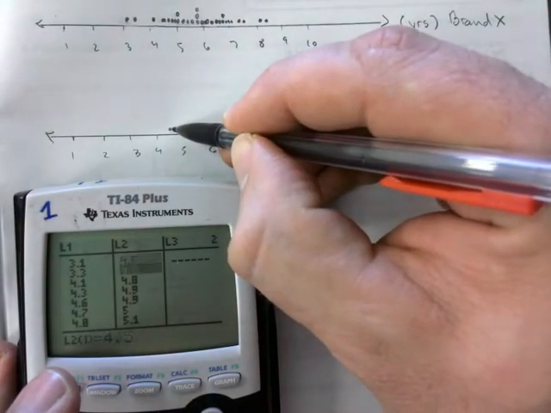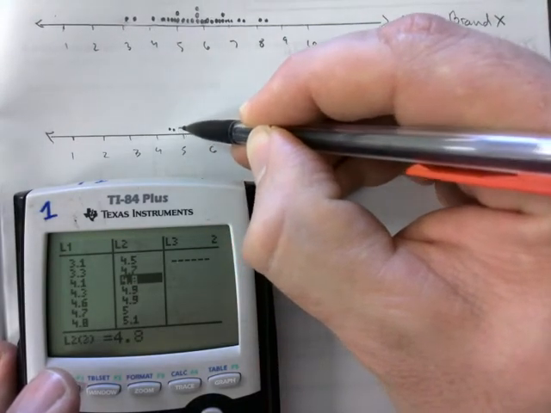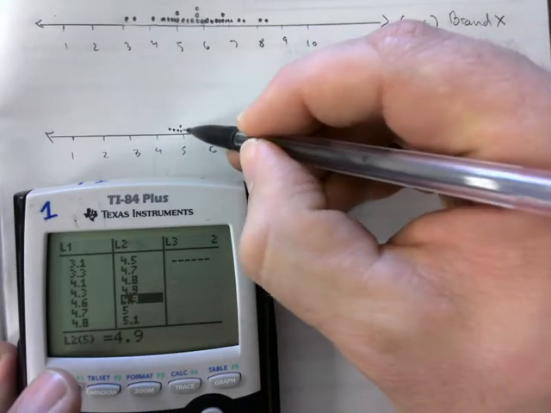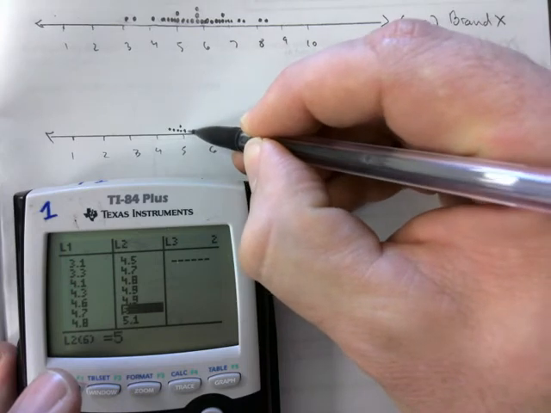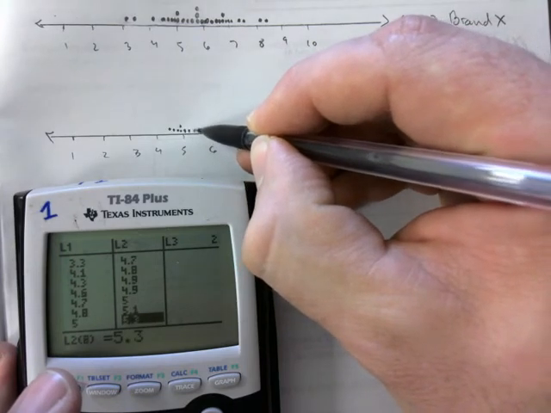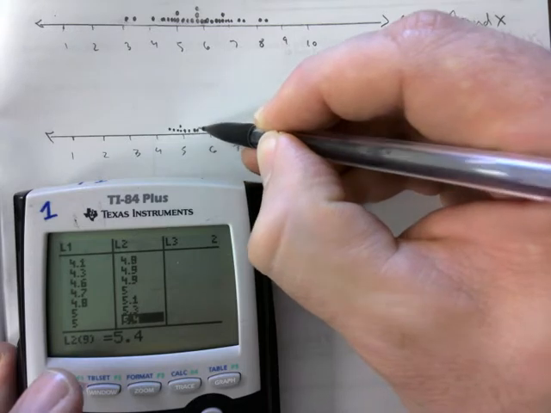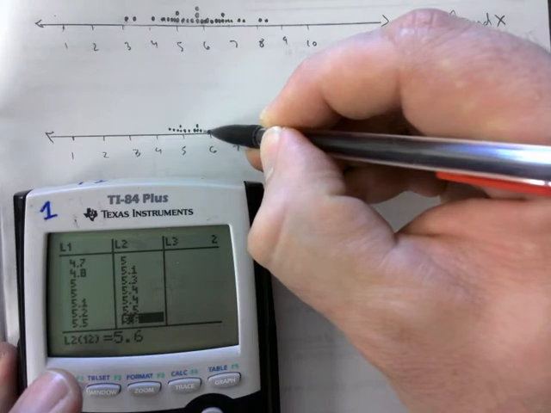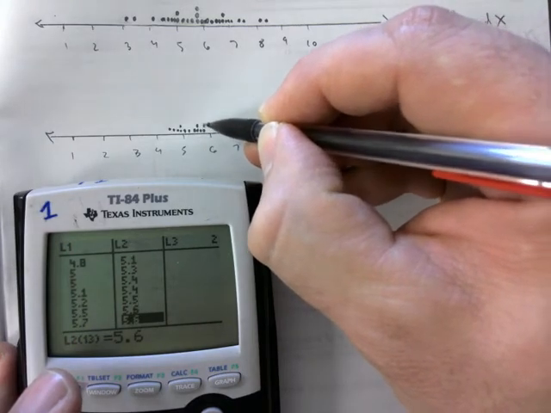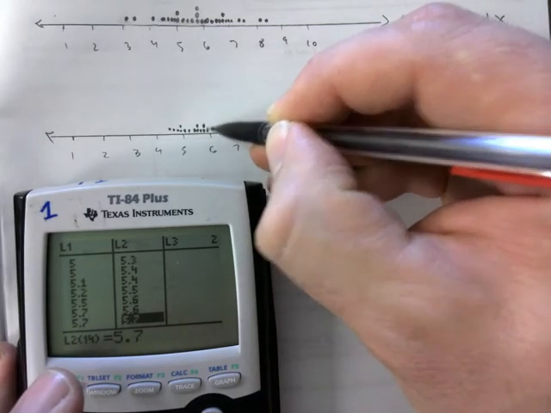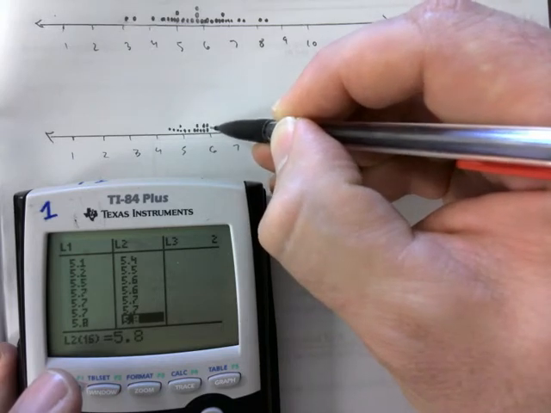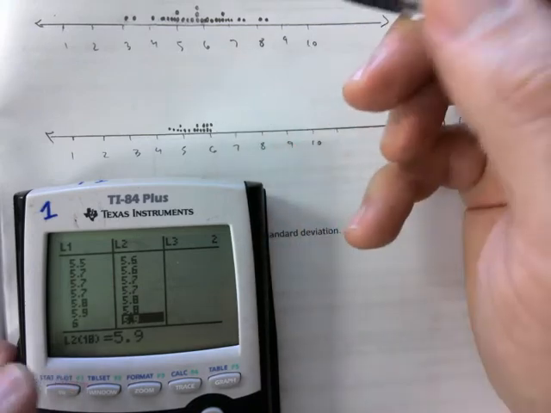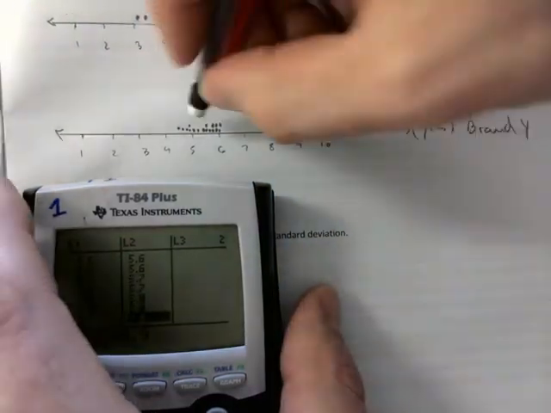So 4.5, 4.7, 4.8, 4.9, 4.9, 5, 5.1, 5.3, 5.4, 5.4, 5.5, 5.6, 5.6, 5.7, 5.7, 5.8, 5.8. Oh, this is again not working out for me. Hold on.